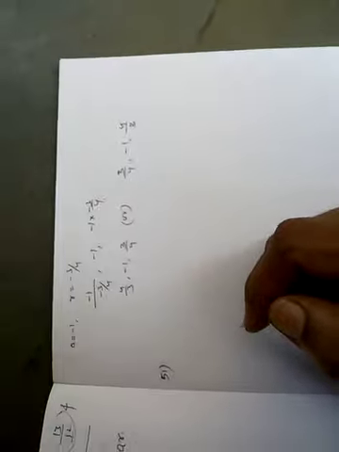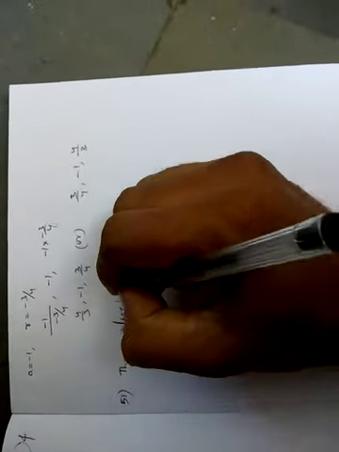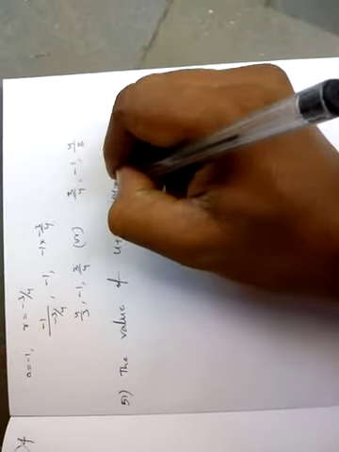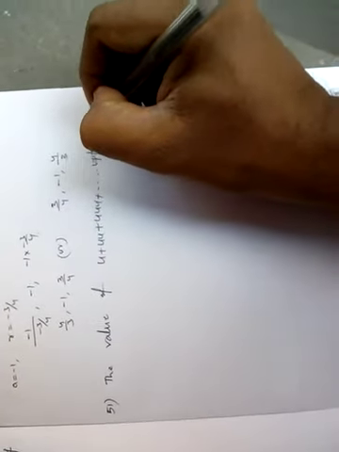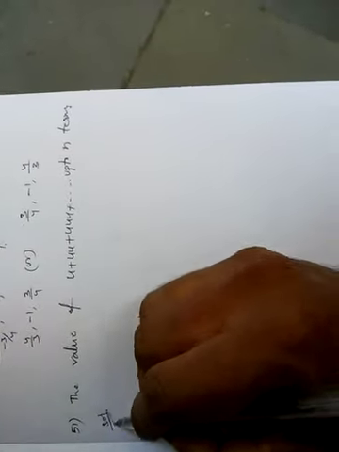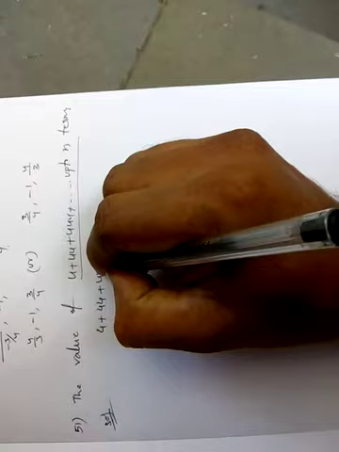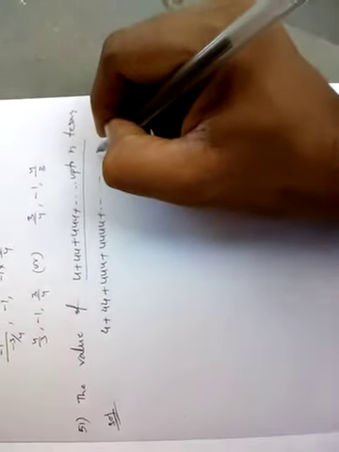Okay, so next one, 51. The value of 4 plus 44 plus 444 up to n terms. So here the sum of n terms in this series is 4 plus 44 plus 444 plus 4444 like this up to n terms.